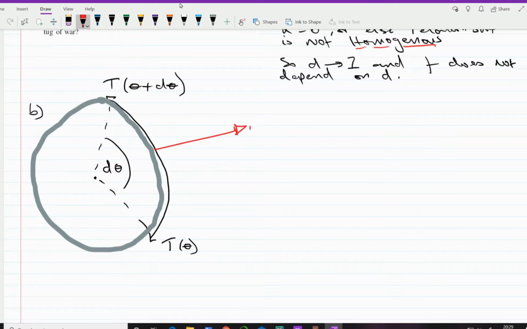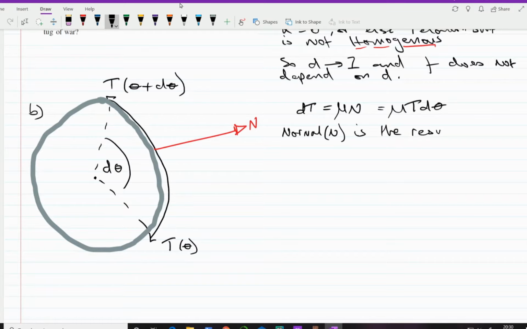Because of the rope being tugged against the cylinder, I have a normal reaction force. So I can write a differential expression relating the change in tension between both ends to the reaction force, where the reaction force is the resultant tension at a certain point around the cylinder multiplied by the coefficient of friction.